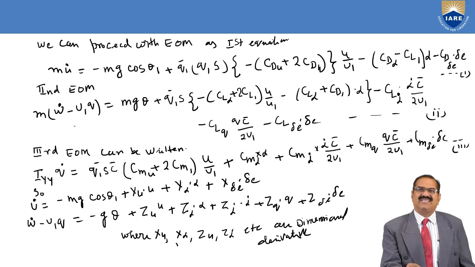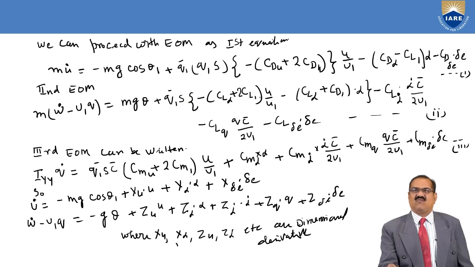Now if you take the second equation, which is the motion in the z direction, which is m w dot minus Q1 u1 q is equal to m g theta plus Q1 bar S times minus CL alpha plus 2 CL1 u by u1 minus CL alpha plus CD1 into alpha minus CL alpha dot c bar by 2u1 minus CL q c bar by 2u1 minus CL delta into delta.